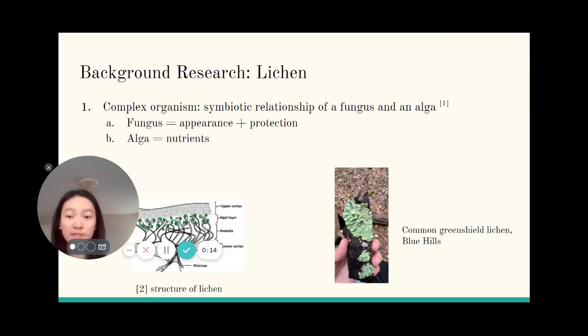So first, some background research on what lichen is. They're a complex organism and a symbiotic relationship of a fungus and an alga. The fungus provides the appearance of the lichen, and the alga provides the nutrients. So here's an example of the structure and the appearance of lichens.